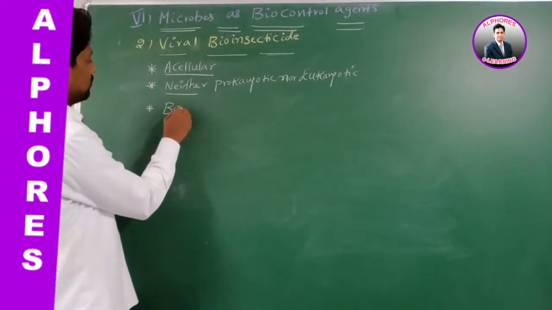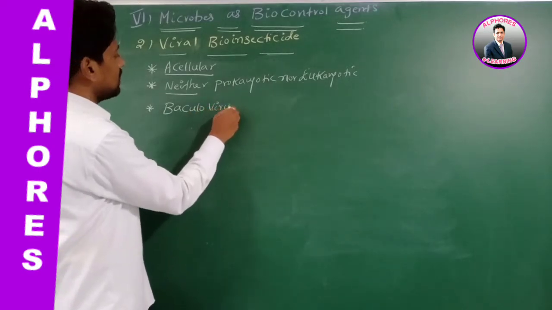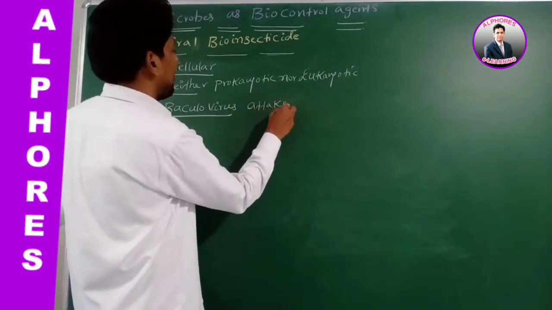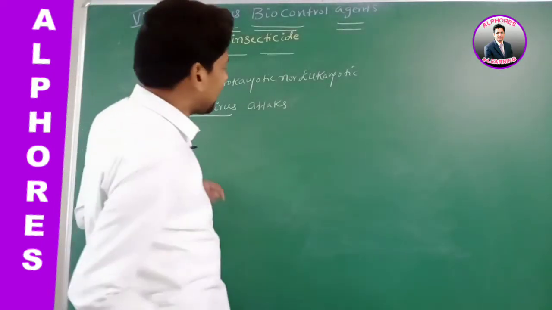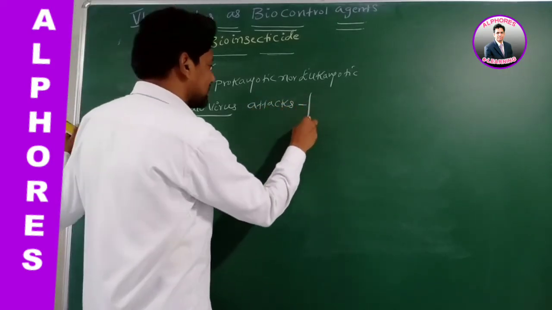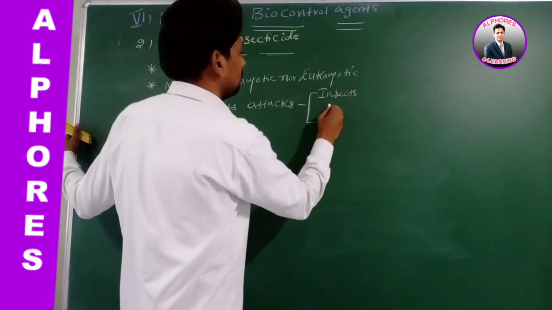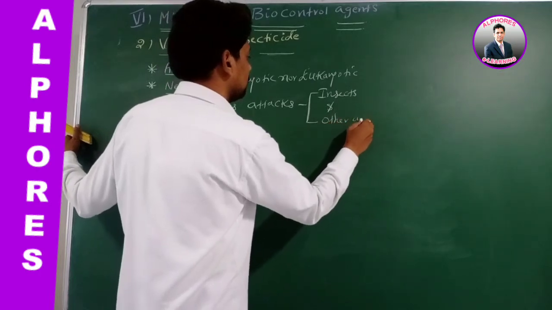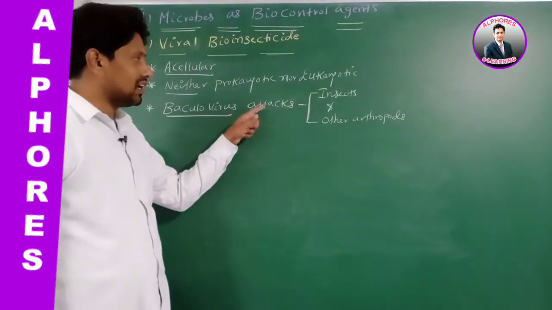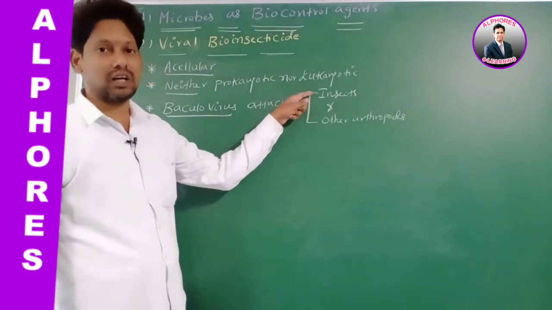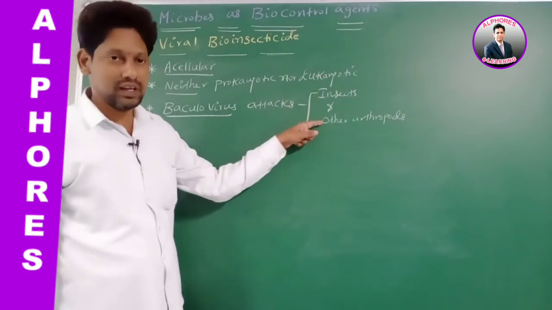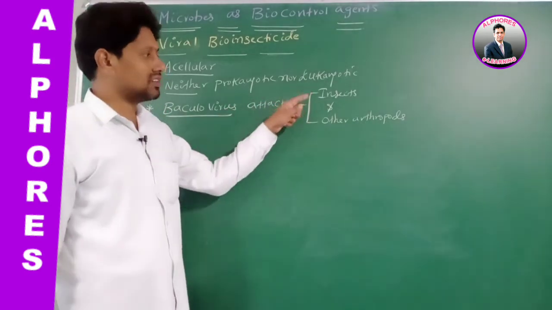Now listen to this statement carefully. Take baculovirus. What is the virus name, sir? Baculovirus. Baculovirus attacks insects and other arthropods. Now, see this statement carefully. Sir, baculovirus, it attacks what? Insects. Insects also come under arthropoda. That's why here we are writing not only insects but also other arthropods. Is this statement okay? Right? Therefore, baculovirus attacks insects and other arthropods.